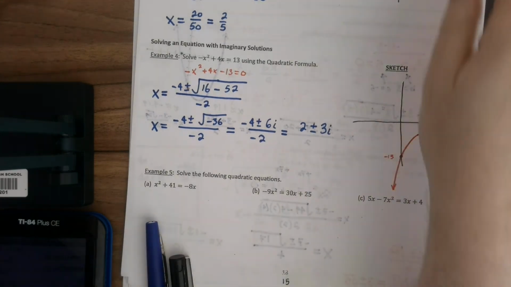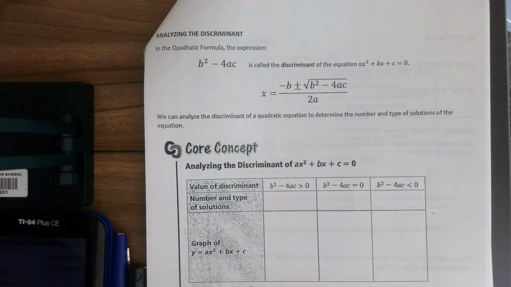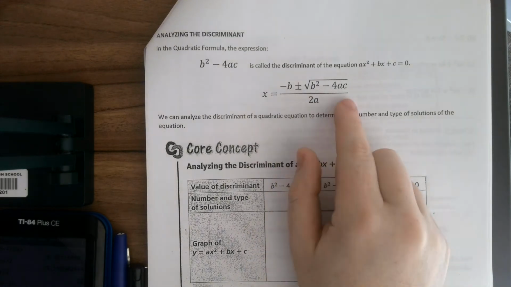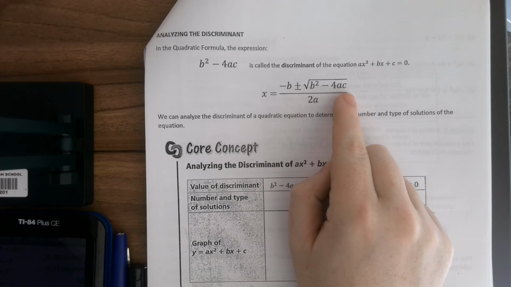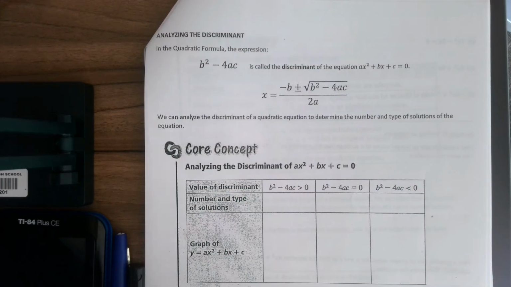All right, we've got one last concept to talk about, and then we'll be basically good to go for these notes. Well, two more, really. We've got this idea called the discriminant. The discriminant is whatever goes under the square root sign. And depending on what goes under the square root sign, we can get a different number of answers.